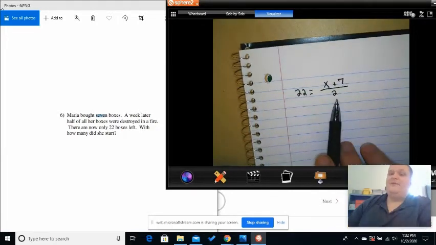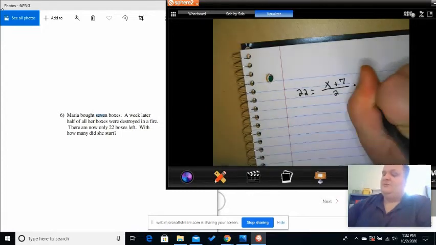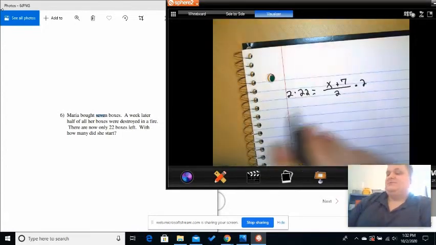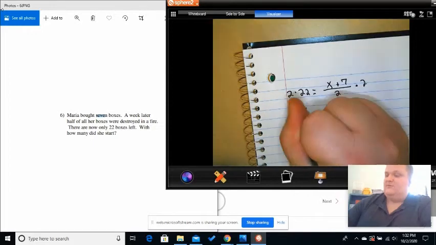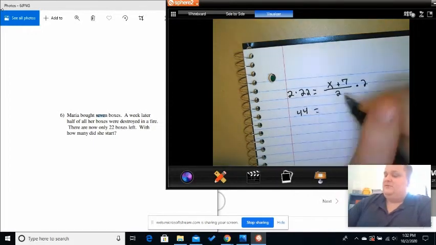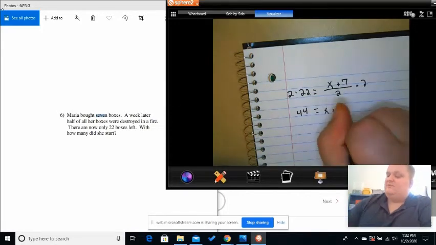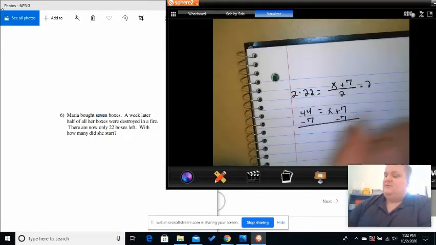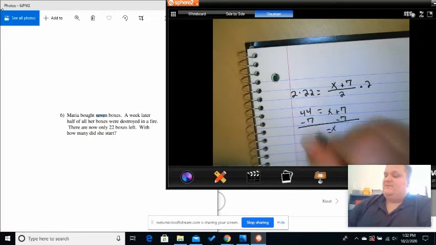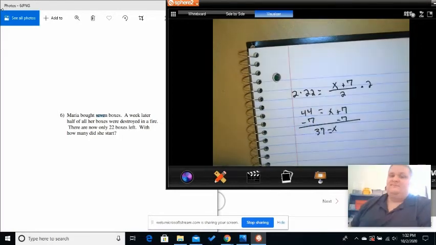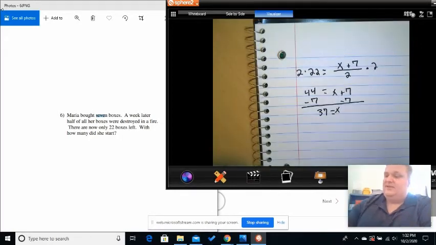So to get rid of the denominator, you're going to multiply both sides by 2. Okay, 2 times 22, that would be 44, right? Equals x + 7. Now we have a one-step equation. Subtract 7 on both sides. x is going to equal 44 - 7, which is 37. Okay, so that is number 6.